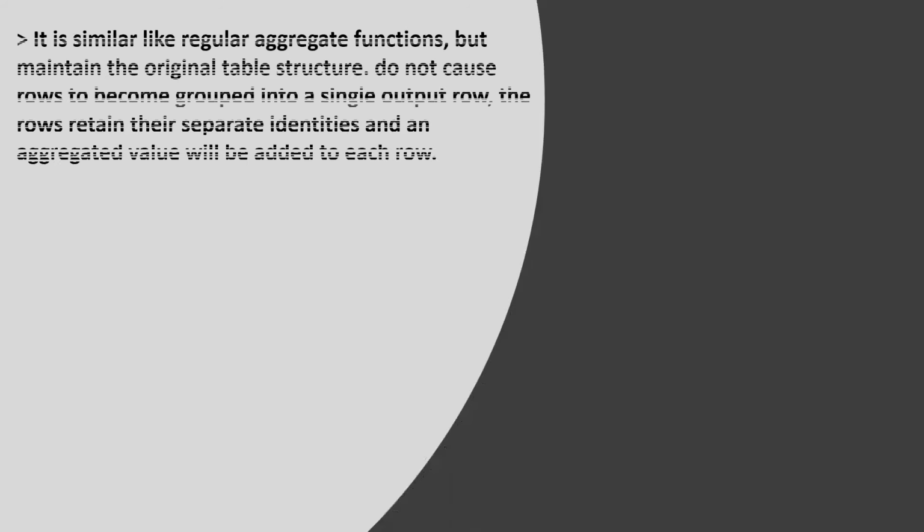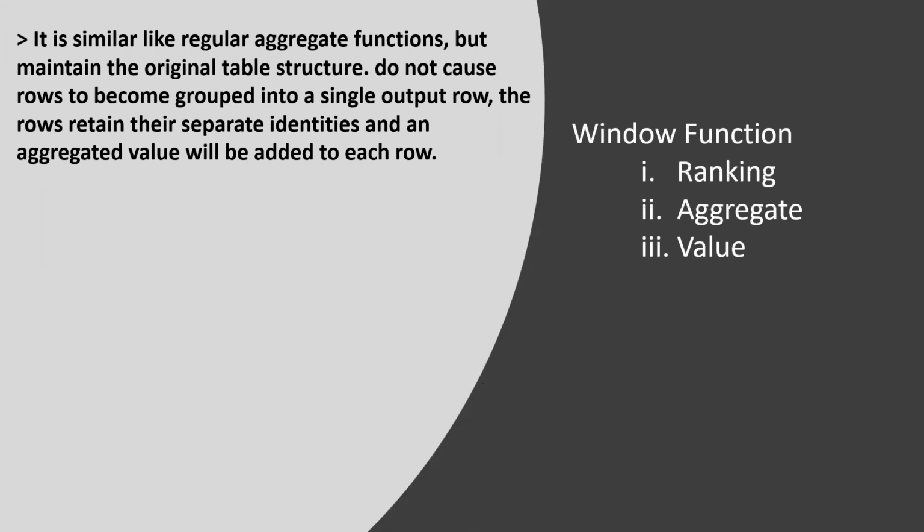Now, coming to the topic, what is this Windows function? It is similar to an aggregate function, but the difference is it maintains the original table structure. In group by, the queries are grouped into a summarized result. But here in the Windows function, you can see the original data, the original records, and in an extra column, you can find that new value.